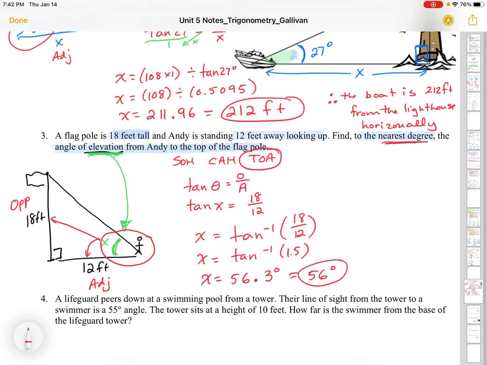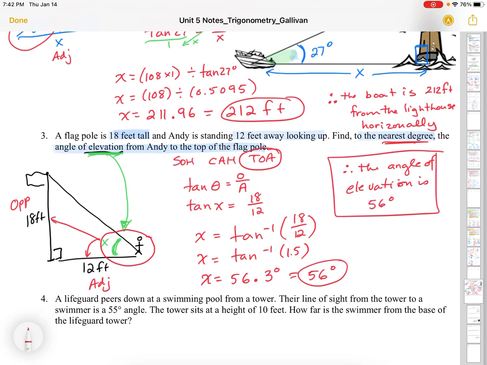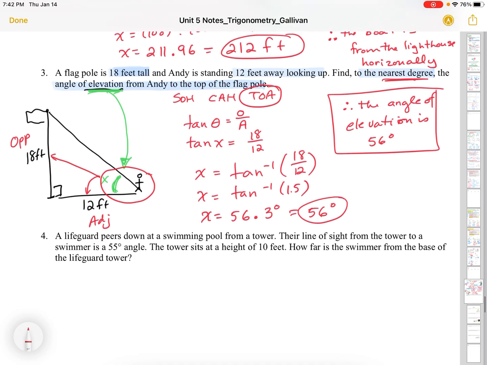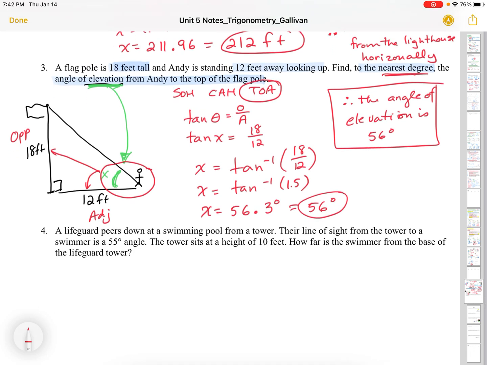So you could write a sentence, therefore, the angle of elevation is 56 degrees. Okay? All right. Let's do one more example. Hard part is drawing the picture, figuring that out, but you guys can do it.